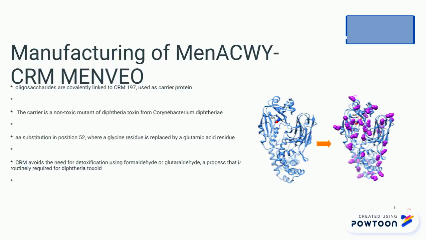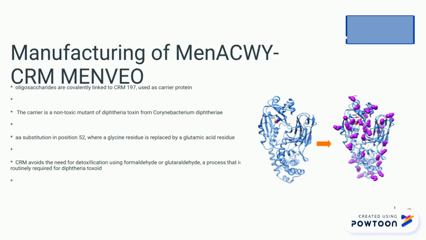where a glycine residue is replaced by a glutamic acid residue. The effect of this mutation is to render the protein enzymatically inactive and thus incapable of triggering the enzymatic modification of elongation factor 2, a key cellular growth factor that normally confers the toxicity of diphtheria toxin.